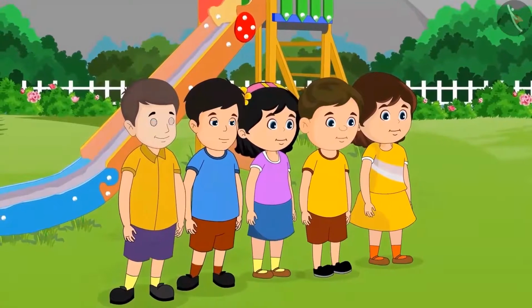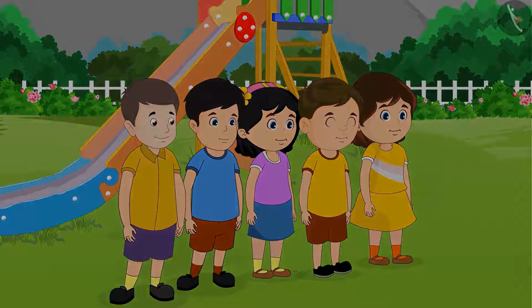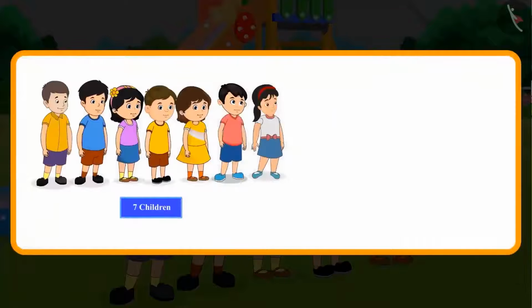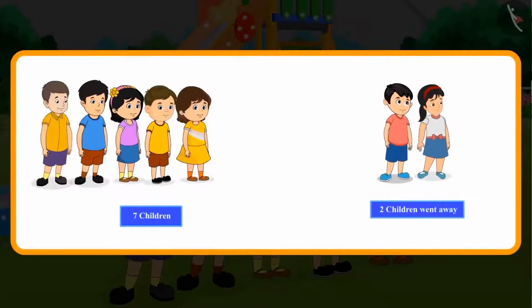Now can you tell me how many children are left in the park? Come on, let's see. Out of 7 children, 2 children went away. So there are 5 children left. You had the same answer, right?